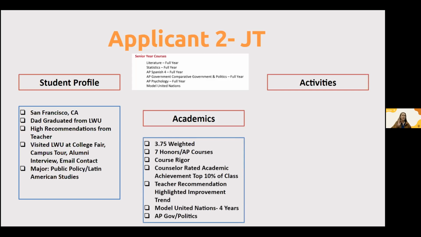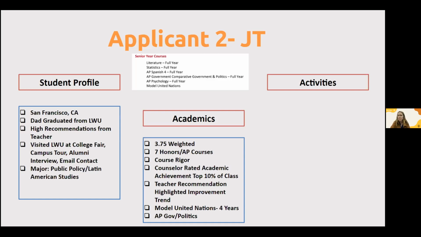All right, so now for their academics. This student had a 3.75 weighted GPA. Overall, they took 7 honors or AP classes over their 4 years of high school. Their counselor rated them in the top 10% academically as well. And again, you could be rated 10, 5, or 1%. Their teacher recommendation was pretty strong, and their teacher also noted that they had a pretty consistent trend of improvement. So they started pretty strong, but then they continued to improve each year.